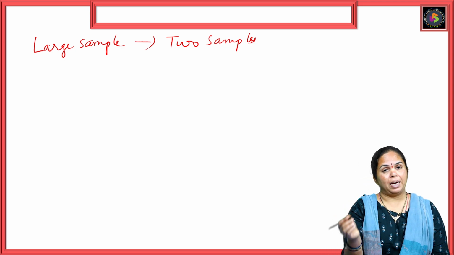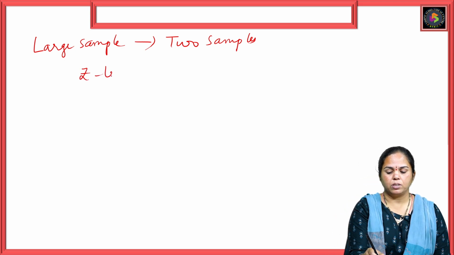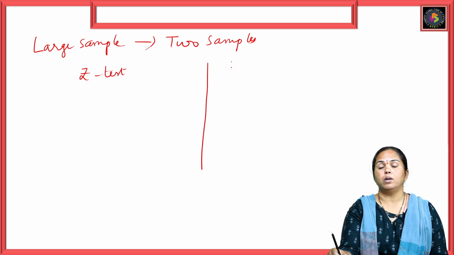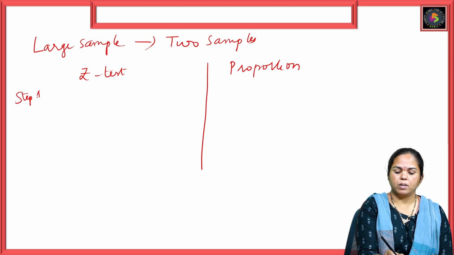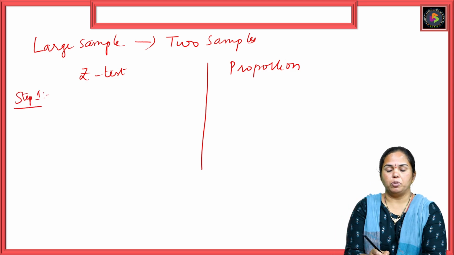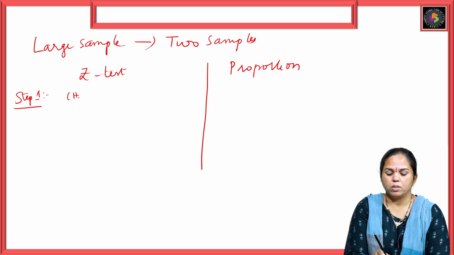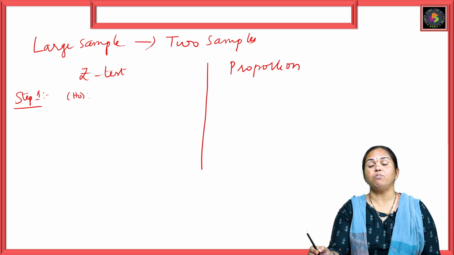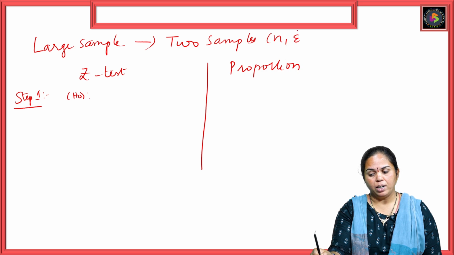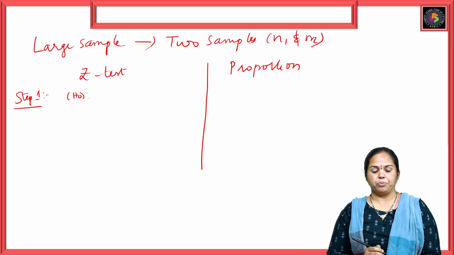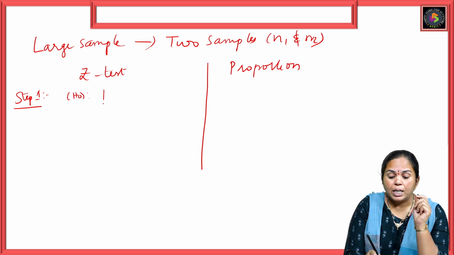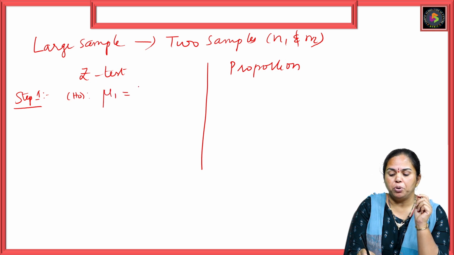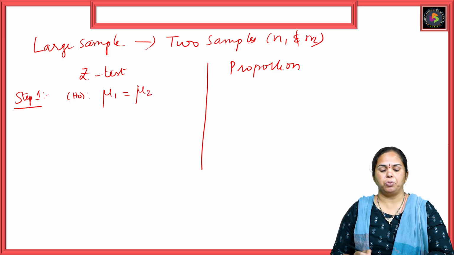then the problem can be characterized into Z test or proportion test. Again, step 1, null hypothesis H naught. So how many samples do we have? We have two samples here, n1 and n2. So when we go with the null hypothesis H naught, as we have two samples, here you are going to write mu1 equal to mu2.